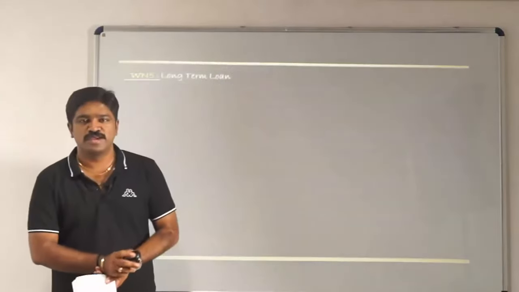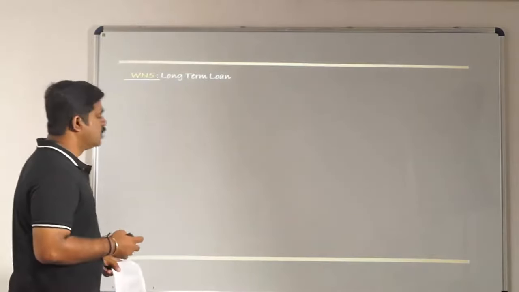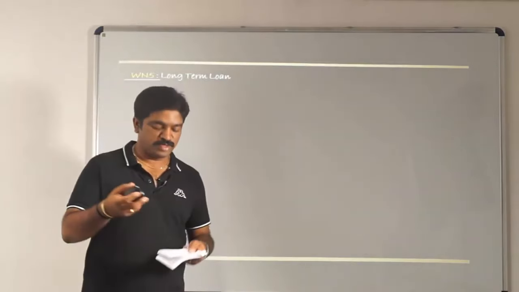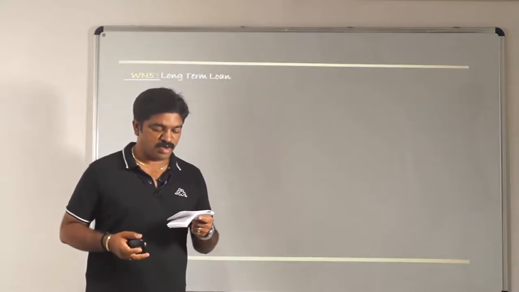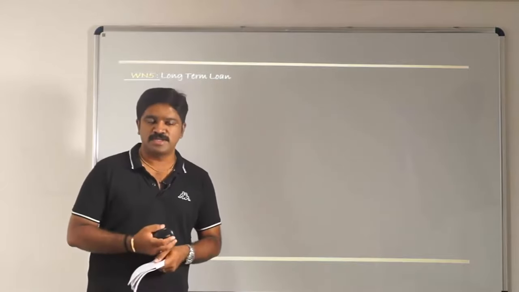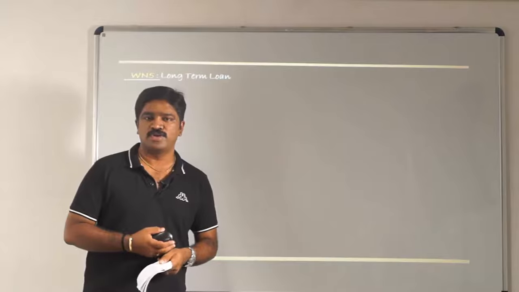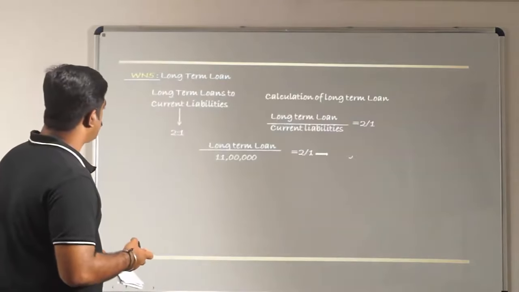Let's move on to next working note, that is working note 5, where we are going to derive long-term loan. But how do we find out long-term loan? For that you have to go back to question. In question you have information that long-term loans to current liabilities are 2:1. Already we have derived what is current liability by applying the current ratio. So now we'll bring back that. Let me capture them here.